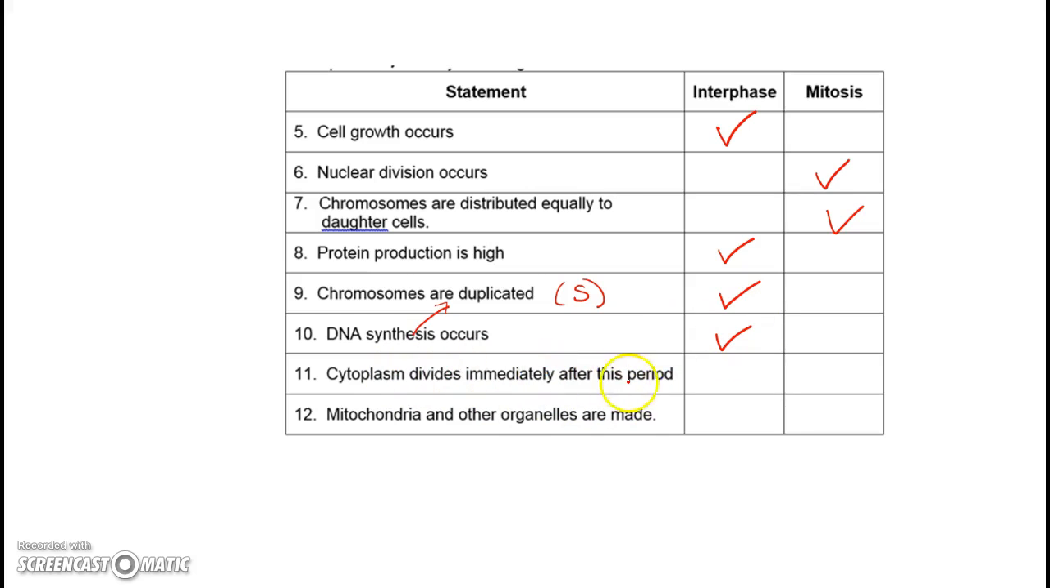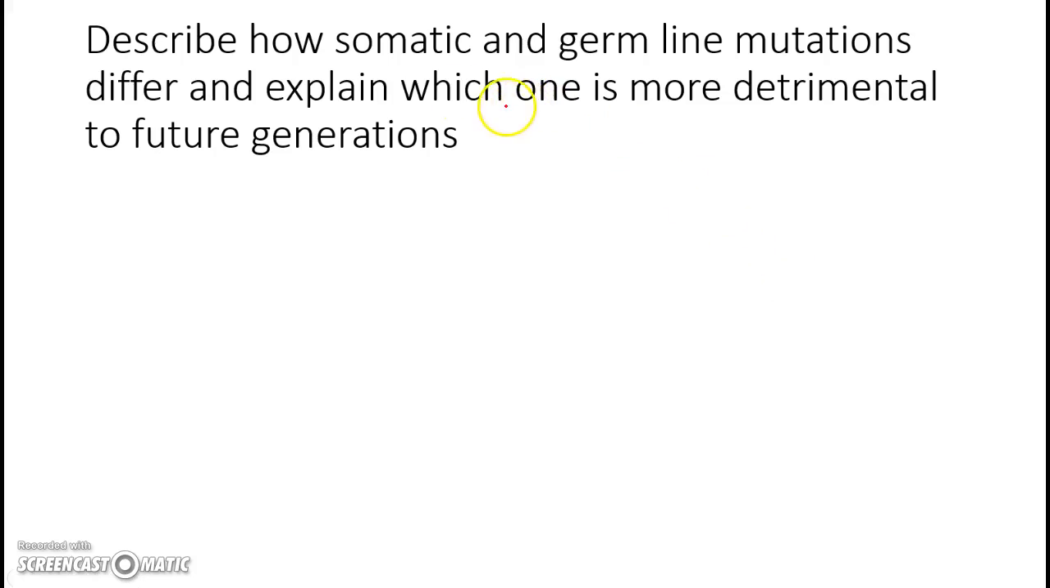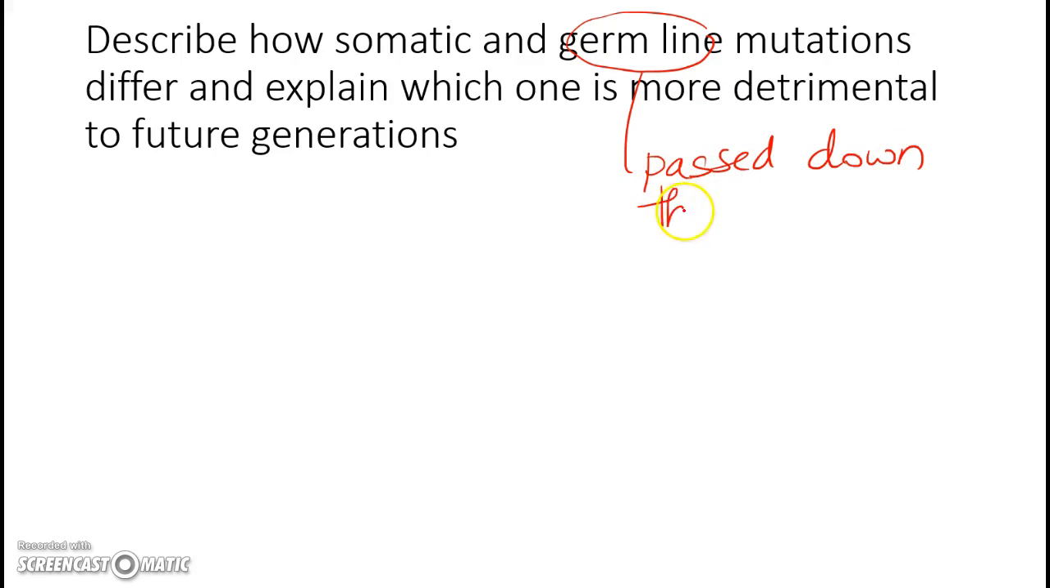Cytoplasm dividing immediately after mitosis. And mitochondria and other organelles are made during interphase. This is going to be during the G1, G2 times. All right. So somatic and germ cell, how they differ, which one's more detrimental. So only germline mutations get passed down to the next generation. So these are passed down through what we call the sex cells, so that could be either sperm or egg.